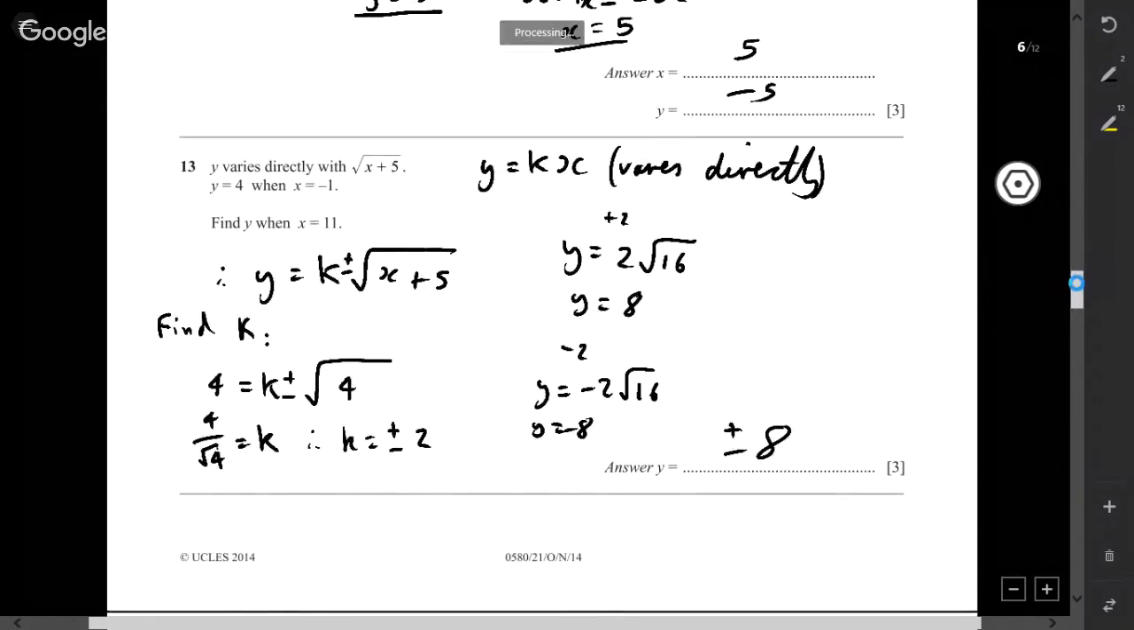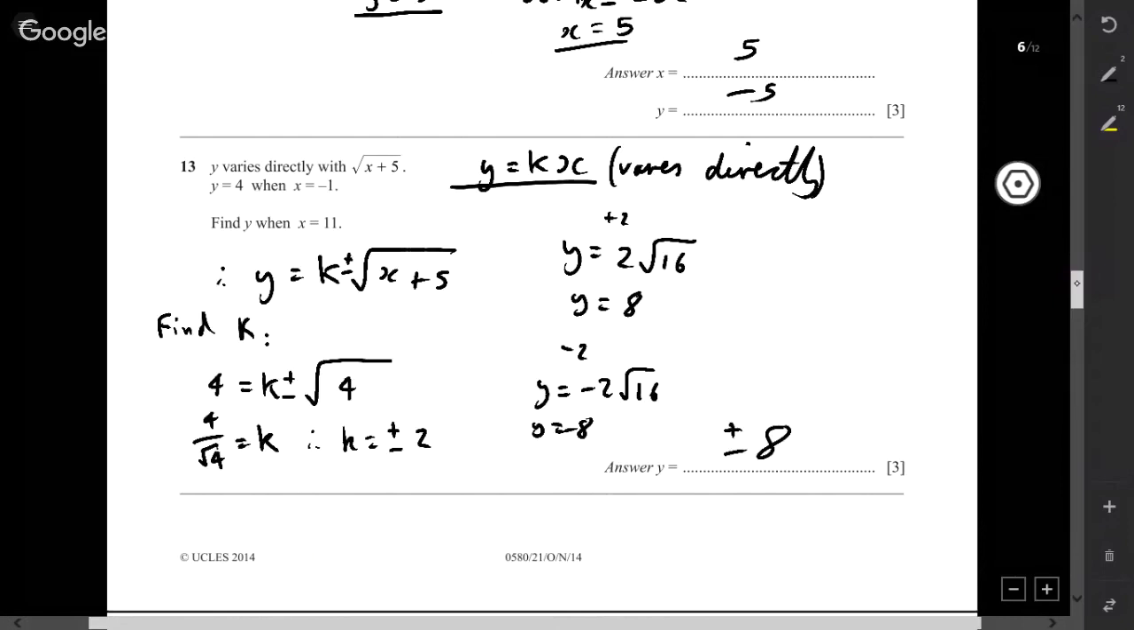Okay, question 13. Y varies directly with the square root of x plus 5. Now, when y varies directly, all this means is that y equals k times a formula, where x is just this formula. So when we write that out, y equals k plus or minus the square root of x plus 5. The question wants us to find y when x is 11.